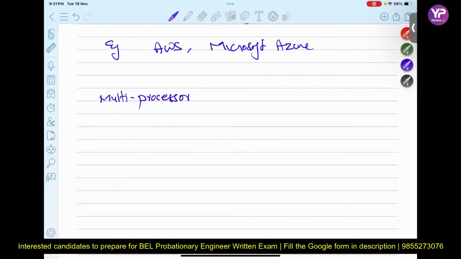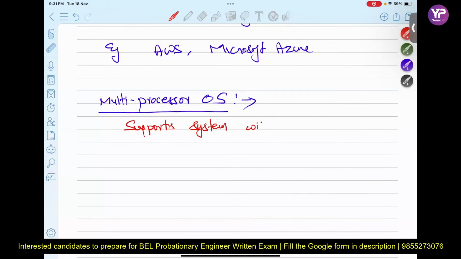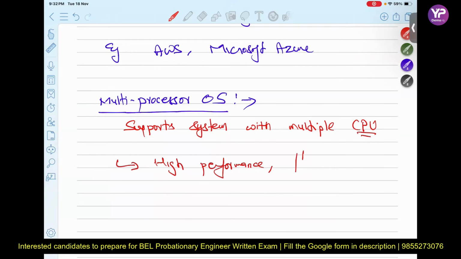Multiprocessor OS. Basically it supports systems with multiple CPUs. Here multiple CPUs are there, so they give high performance, parallel processing, and tasks are executed fast. Any doubt? No, sir.